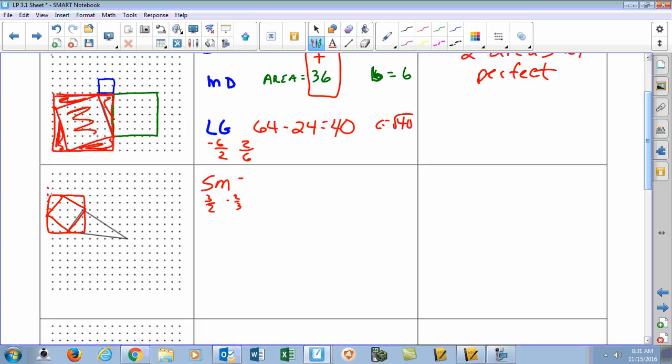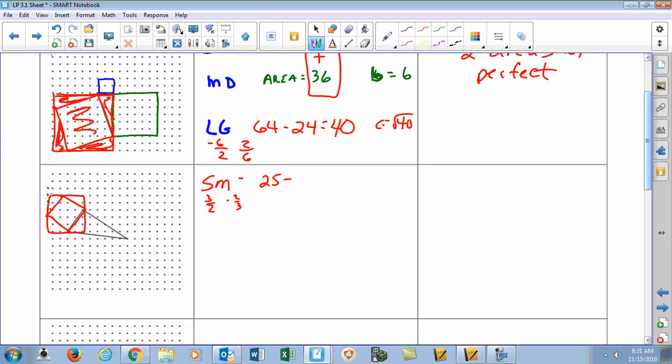So I have a square that is 1, 2, 3, 4, 5. It's a 5 by 5. So what's the area of a 5 by 5 square, Joe? 5 times 5. 25. So if the area is 25, and I look at these triangles, this is a 2 by 3.